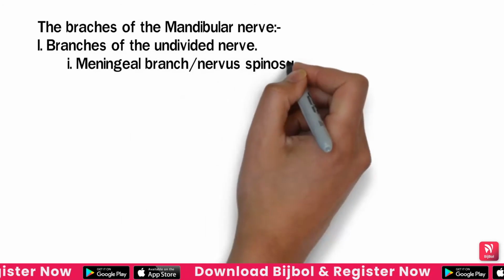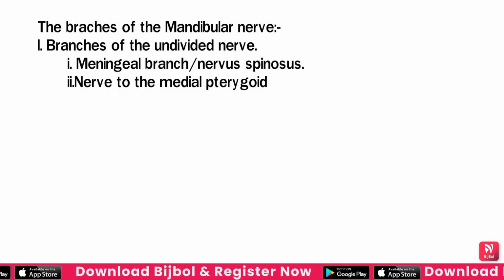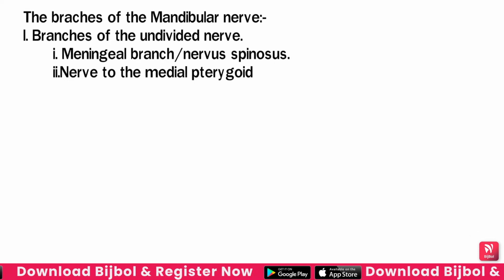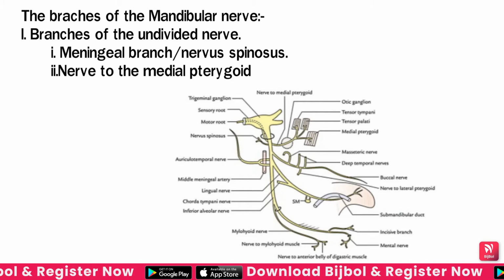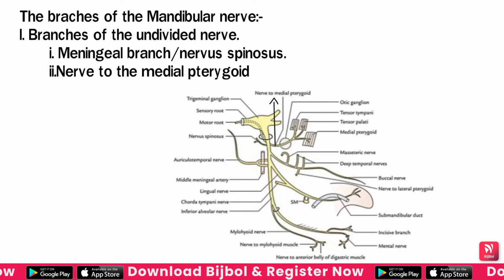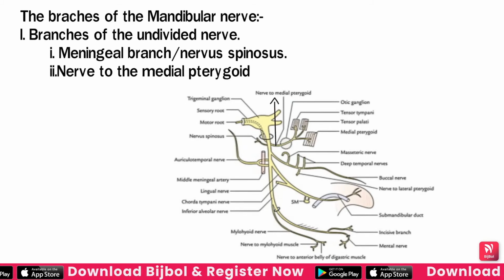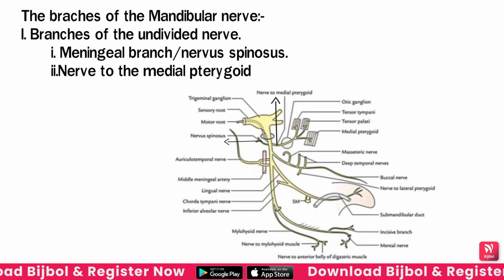The branches of the mandibular nerve are divided into the undivided nerve and the divided nerve. The undivided nerve gives two branches. The first branch is the meningeal branch or the nervus spinosus, and the second branch is the nerve to medial pterygoid. The arrow indicates the nerve to medial pterygoid and the next arrow indicates the nervus spinosus.